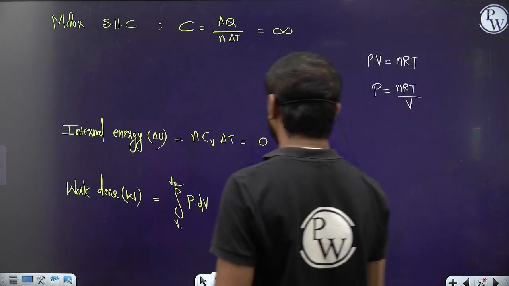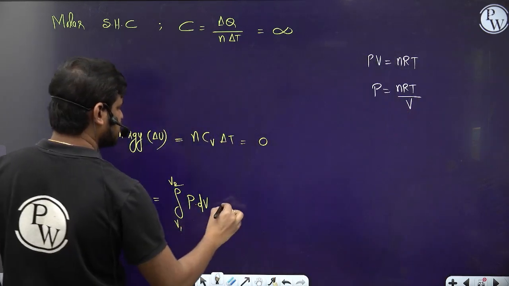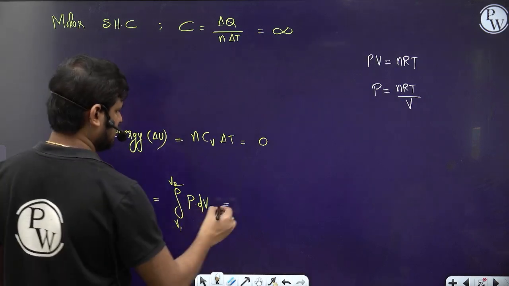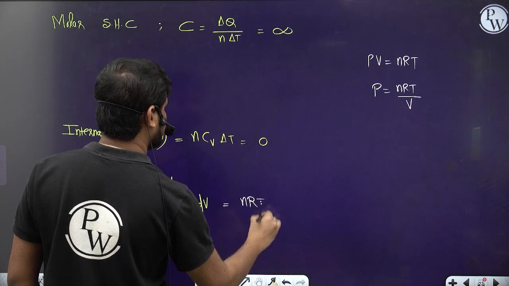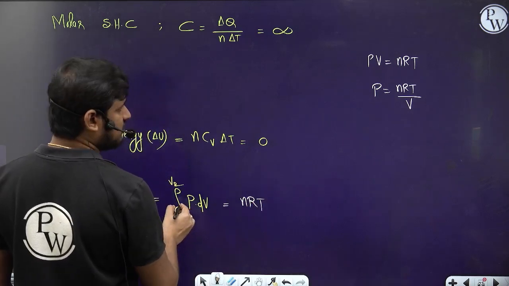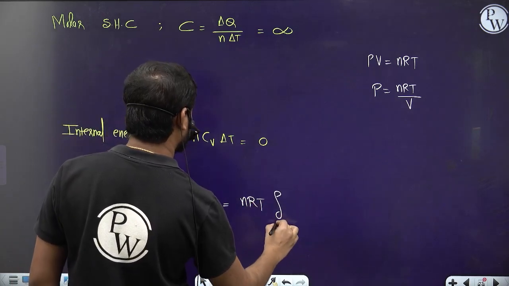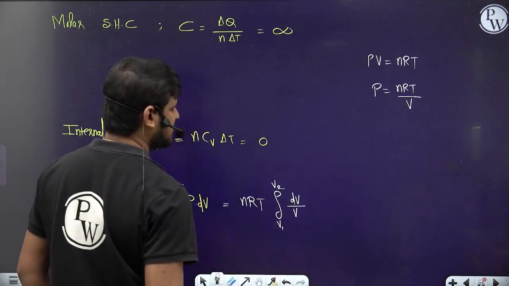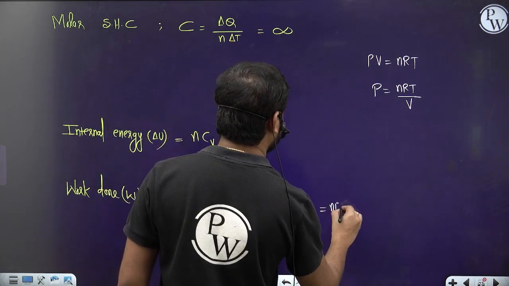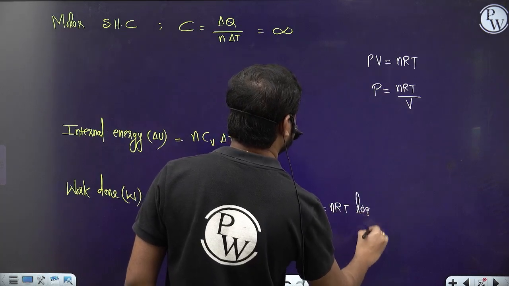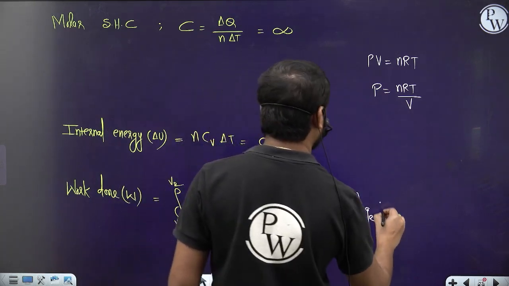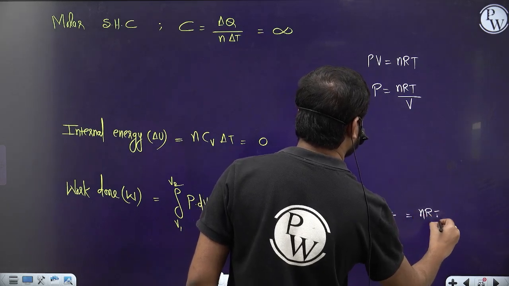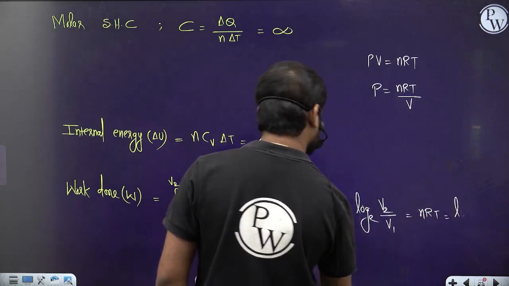So if you substitute that nRT by V here, then nRT comes out common, and we get dV by V. Then the integration from V1 to V2 of dV by V gives log e. So we get nRT log e V2 by V1.